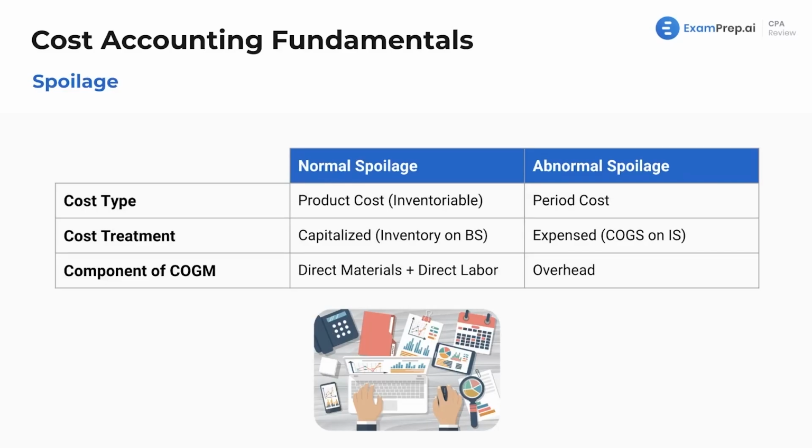Now we've got normal spoilage and abnormal spoilage. And the reason I bring this up, it's the same dang thing. So this is our capitalized inventoriable cost. Inventoriable cost equals product cost equals capitalized equals put on the balance sheet. Period cost equals expensed equals income statement equals abnormal spoilage.